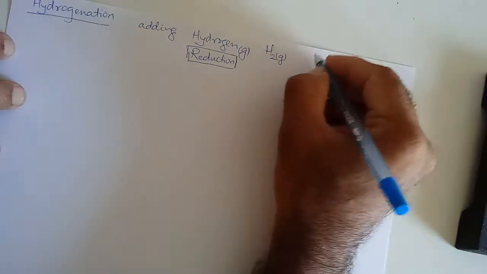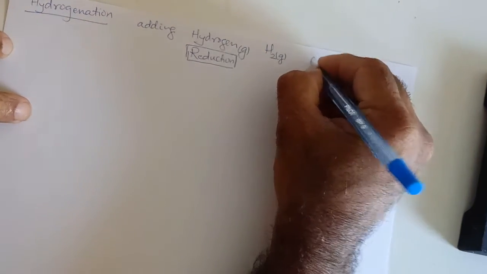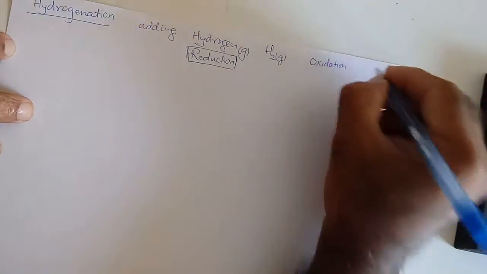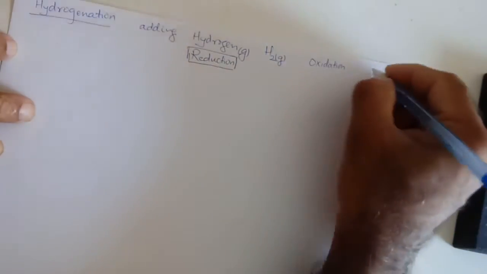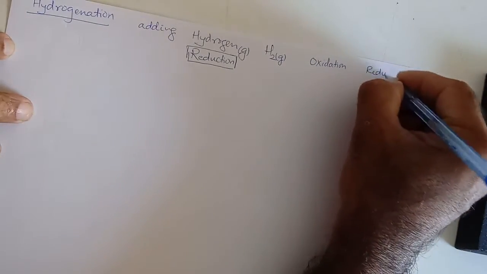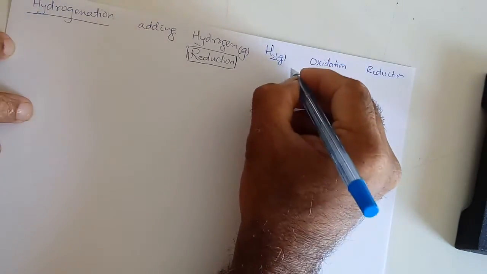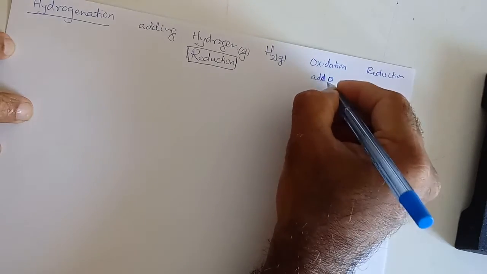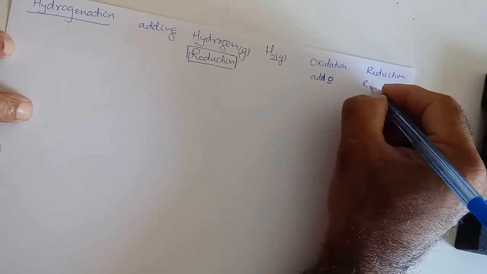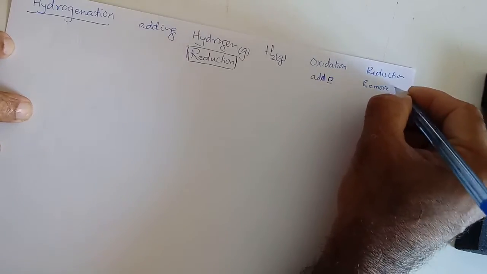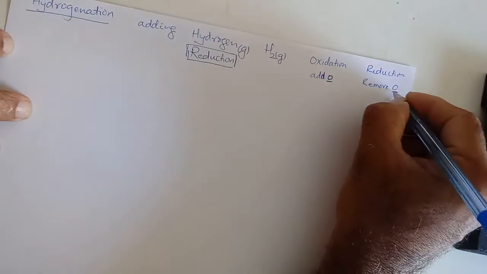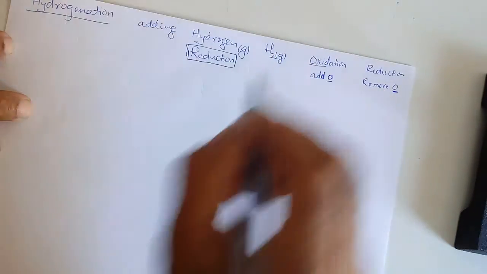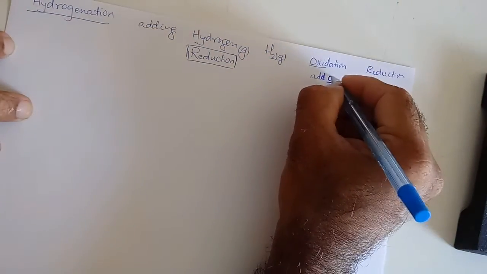Let's go for what oxidation and reduction mean. By definition, oxidation is, first definition, add O, reduction is remove O. Adding oxygen, removing oxygen. That was the first definition. That's why it's called oxidation. Oxygen was part of the game.